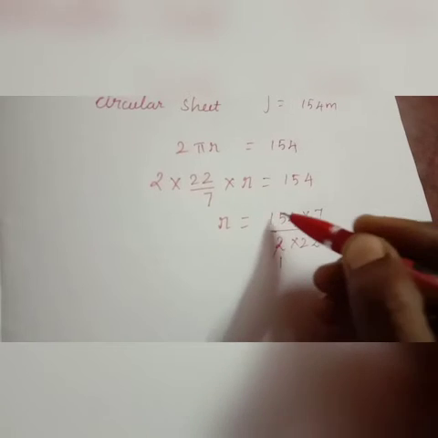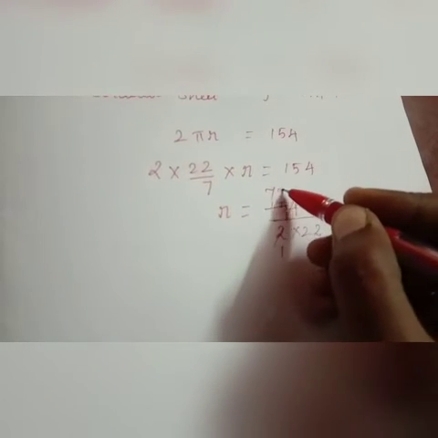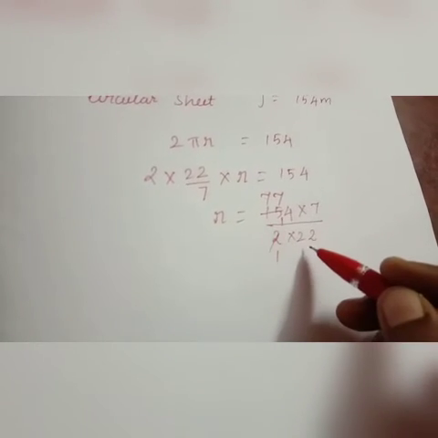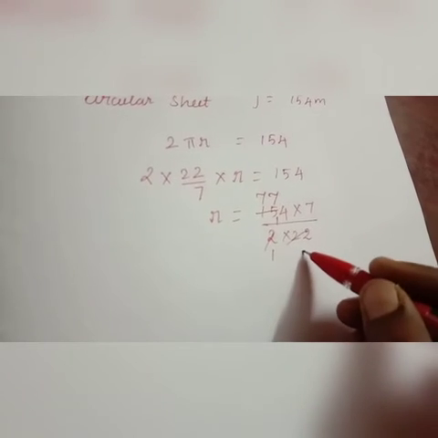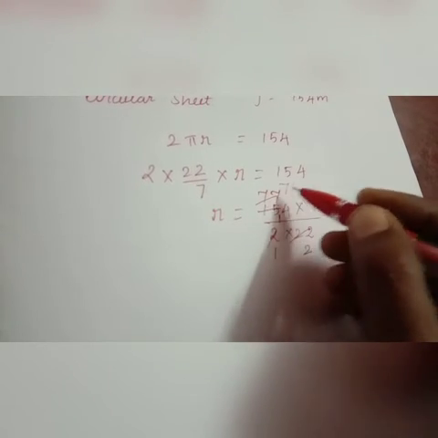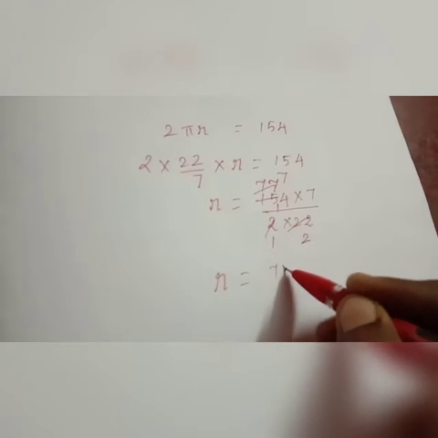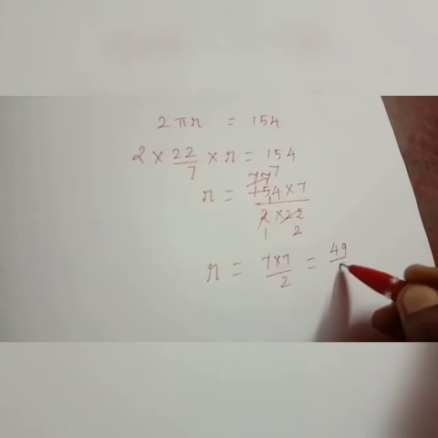1 2 is 2 and here 7 2s are 14. And this 77 and 22 are both multiples of 11. So I am going to divide both numbers by 11 table. 2 11s are 22 and here 7 11s are 77. So radius is equal to 7 into 7 by 2. It is nothing but 49/2.